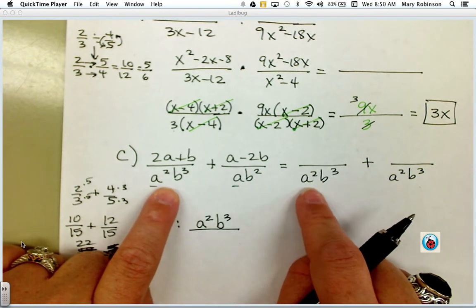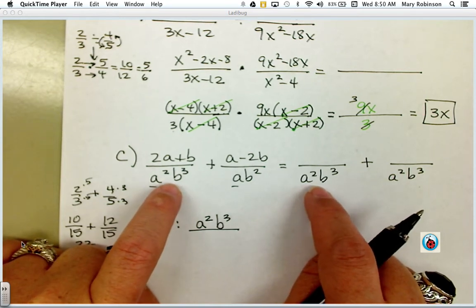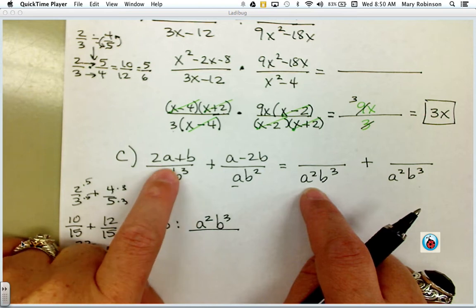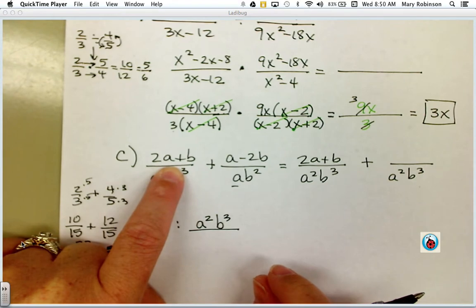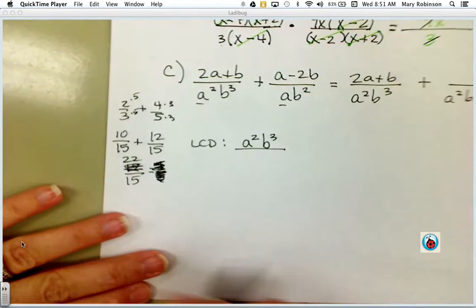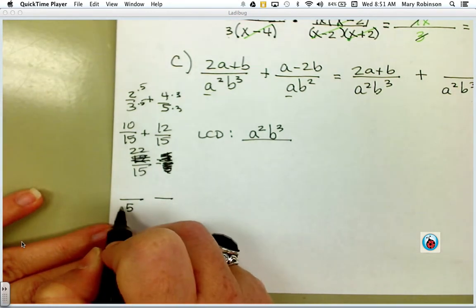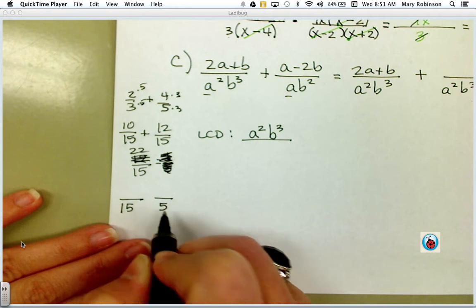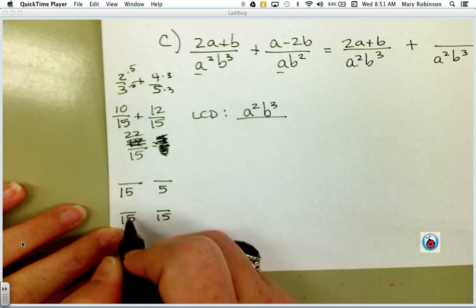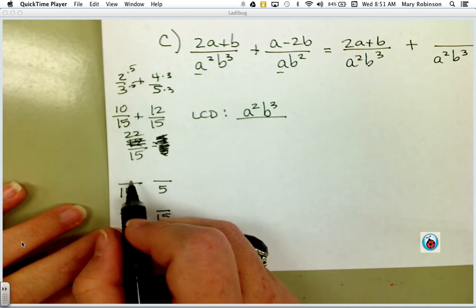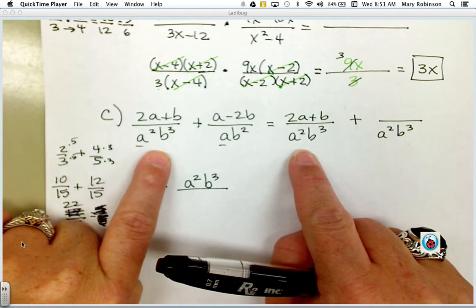cubed, and there's nothing that we need to multiply this a squared b cubed by to get a squared b cubed. It happens to be our common denominator. So therefore, we do not have to multiply the numerator by anything. So we leave it as 2a plus b. So keep in mind, we could equate that to if we had a fraction with a denominator of 15, and our common denominator would be 15. So we would not have to multiply the 15 by anything, so therefore we wouldn't multiply the top by anything. Same concept. We just have polynomials here, or monomials.